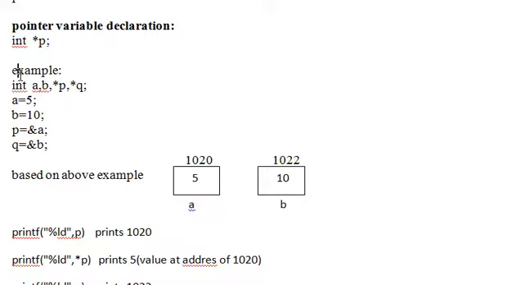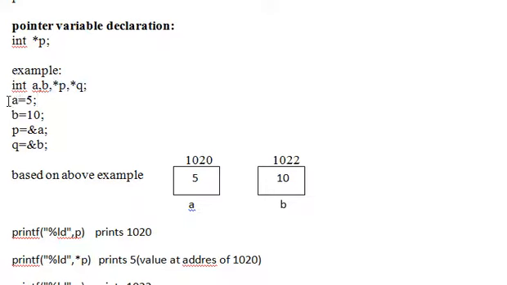Okay, next example. Here I am taking a total of 4 variables. Among these 4 variables, a and b are the normal variables and p and q are the pointer variables. All are integer data type. So in a we can store a value, in b we can store some integer value, in p we can store some address, in q we can store some address, because p and q are pointer variables. So in these pointer variables we can store only addresses.